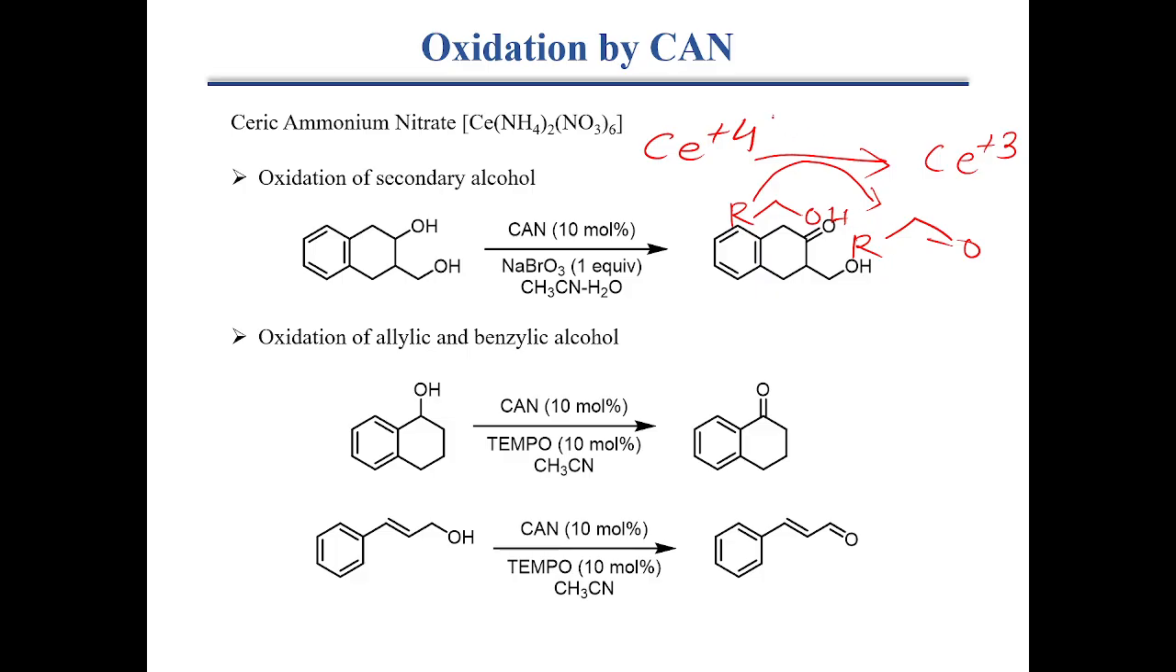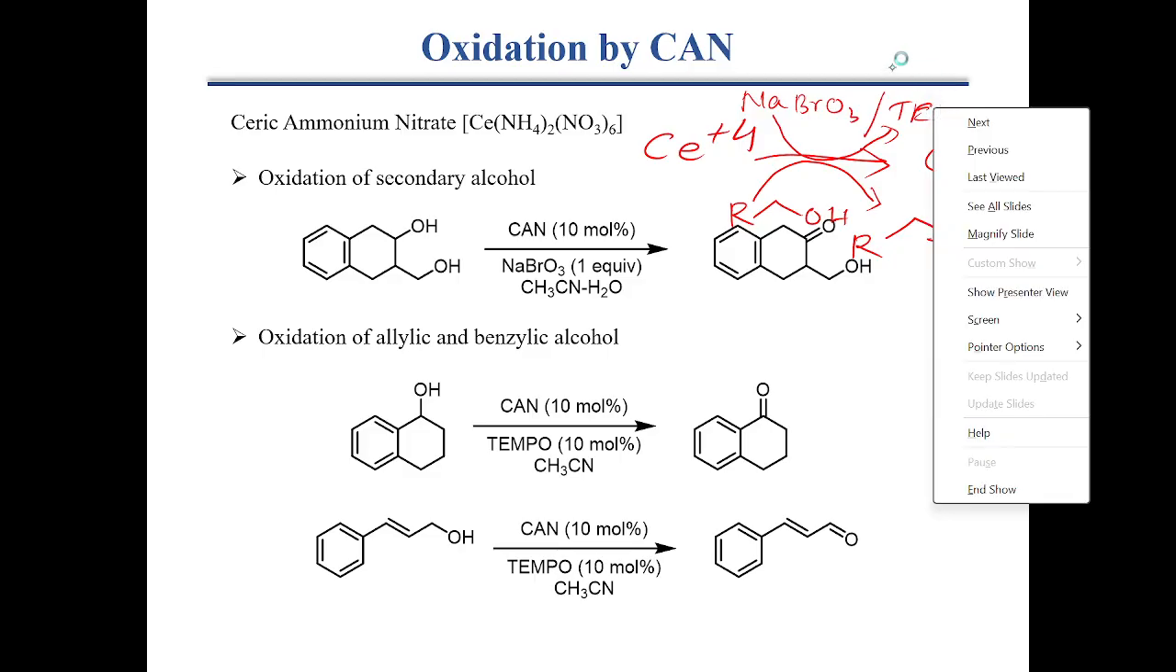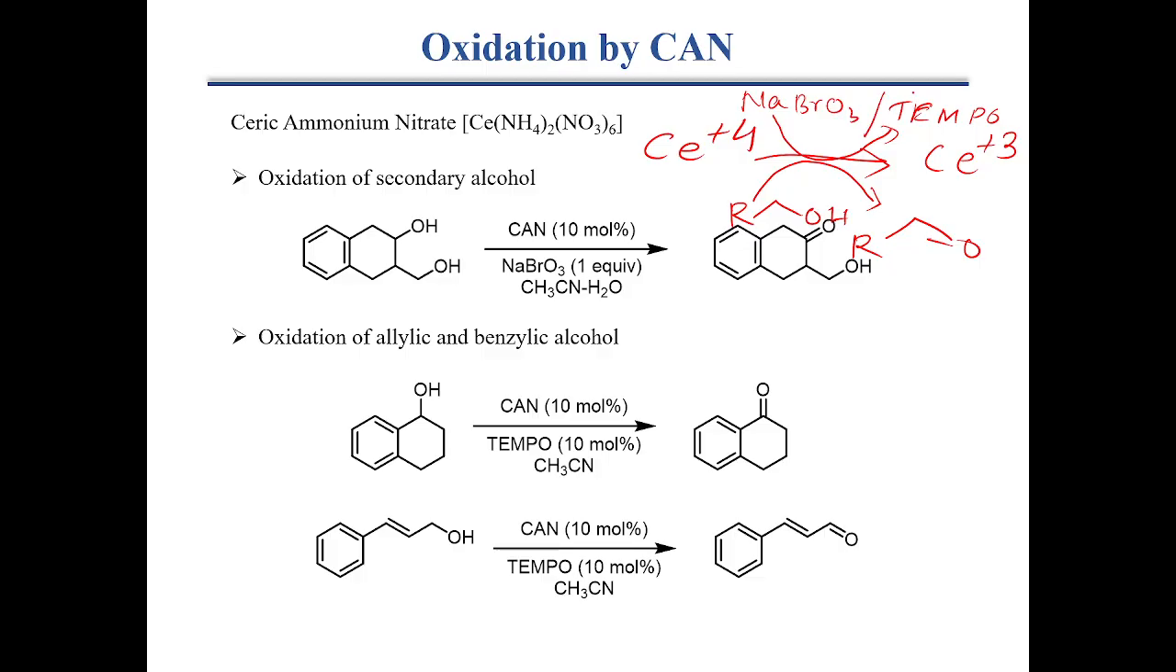So in these cases, we also use another oxidizing agent such as sodium bromate NaBrO3 or TEMPO, which maintain the catalytic cycle. So here what do TEMPO and sodium bromate do? TEMPO and sodium bromate further oxidize cerium 3 plus to cerium plus 4 oxidation state and maintain the catalytic cycle, as we are using a catalytic amount of CAN.